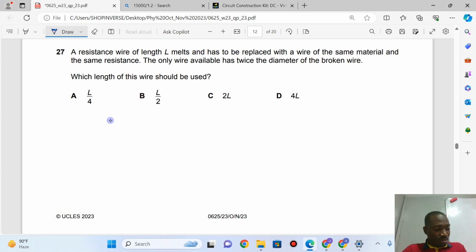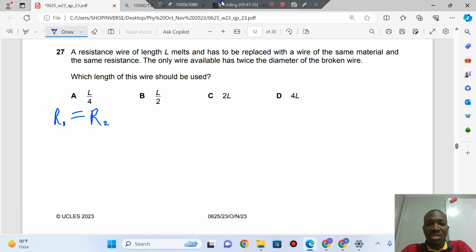Number 27. A resistance wire of length L melts and has to be replaced with a wire of the same material and the same resistance. The first resistance wire must have the same resistance as the one you are using to replace it. Both of them must have the same resistance. Understood, right? Okay, let's continue.